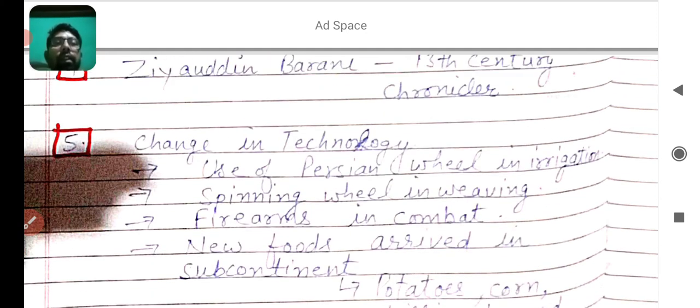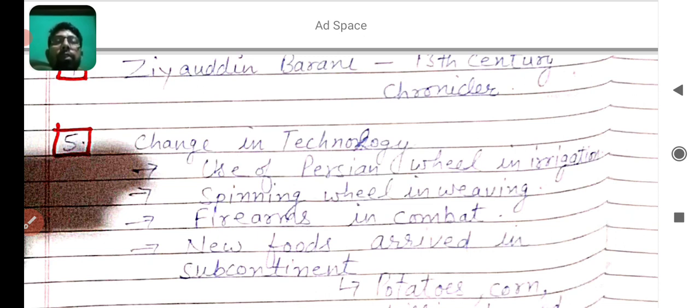And the next and final point of today's topic is change in technology. There was change in technology at that time. The Persian wheel was introduced in India for irrigation. Agriculturists or peasants used the Persian wheel for the irrigation system. They also used the spinning wheel for weaving. And firearms were also used in combat. In war, the fighters were using firearms at that time because technology gave them these firearms.